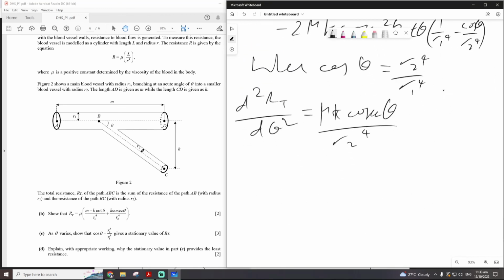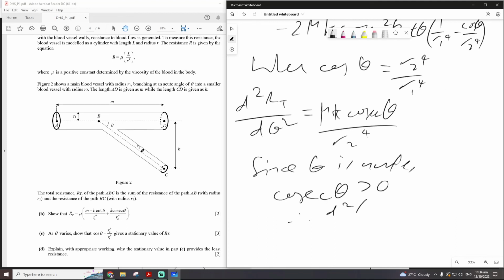Then I make a simple justification. Since theta is acute, cosecant theta will be greater than 0. Therefore, d2RT d theta square is also greater than 0, and therefore is a minimum.